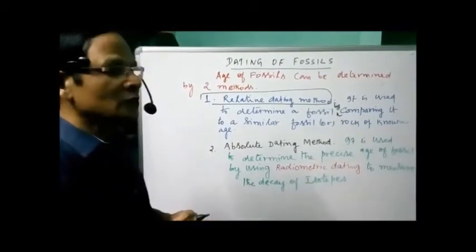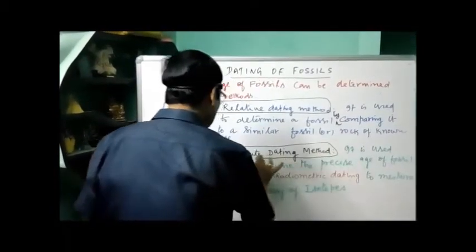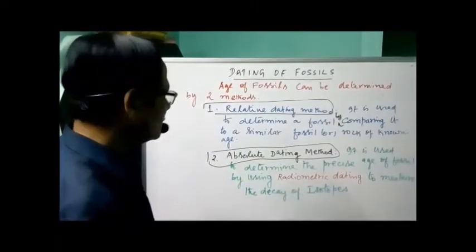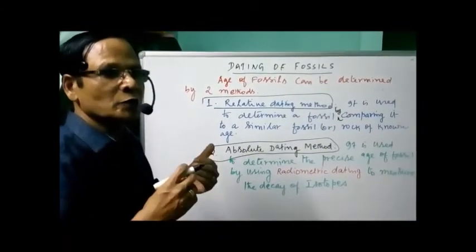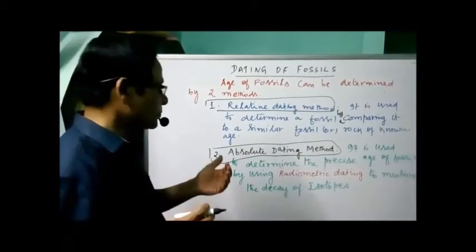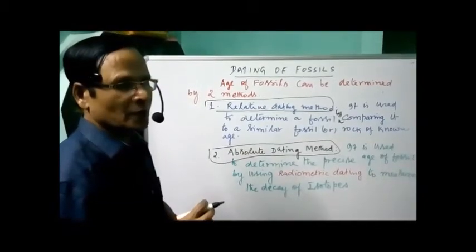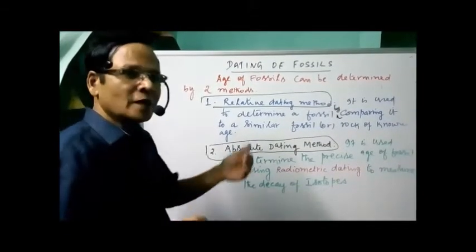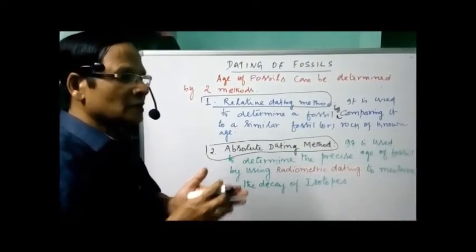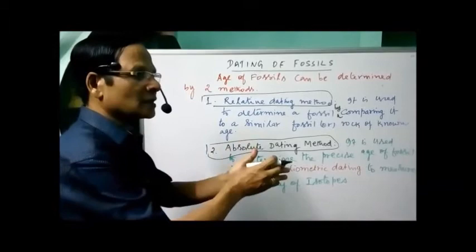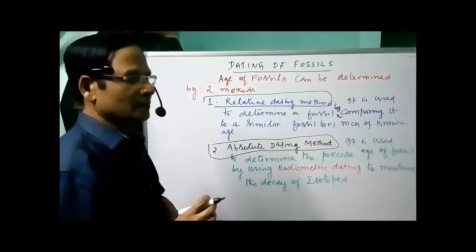But another one is the absolute dating method. It gives more accuracy of the age of the fossils as well as rocks. Actually, it is used to determine the precise age of fossils by using radiometric dating, to measure the decay of isotopes. Now, we are calculating the age of the rock. While we are calculating the age of the rock, we can calculate the fossil's age present in that layer of rock. So we are using the radiometric dating technique.